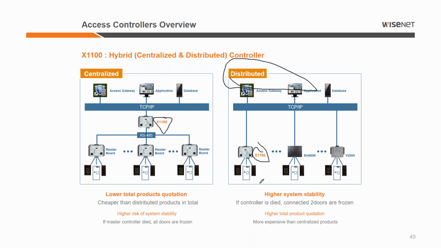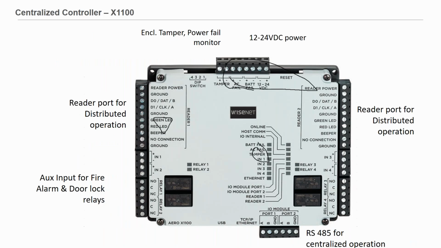If you're using it as distributed, that's why when you see the drawing, there is a reader connection here, door input, push button, lock. It is available on the main controller too, but if you're using centralized, you should not use this reader port. If you're using distributed, then you can directly connect the reader and one door, and another door here. So you have two readers, two doors.